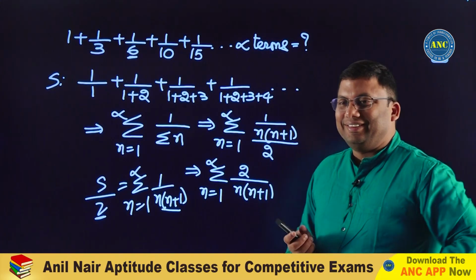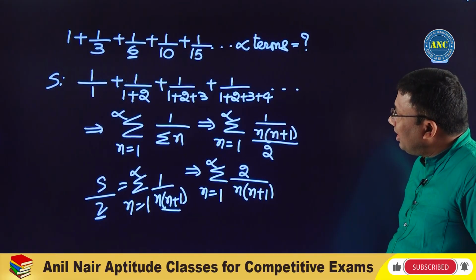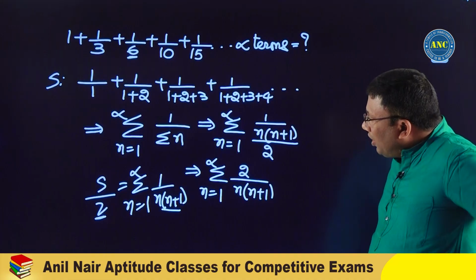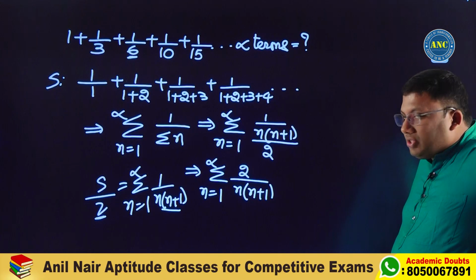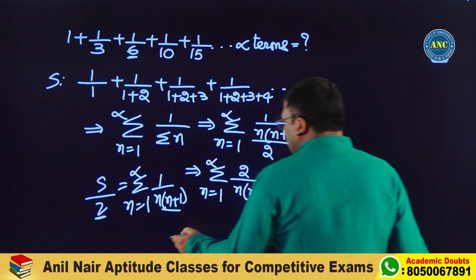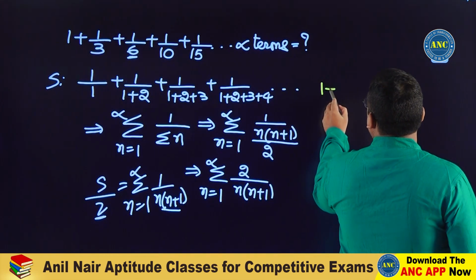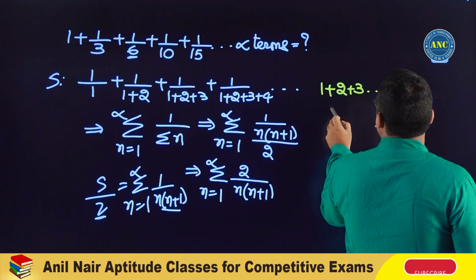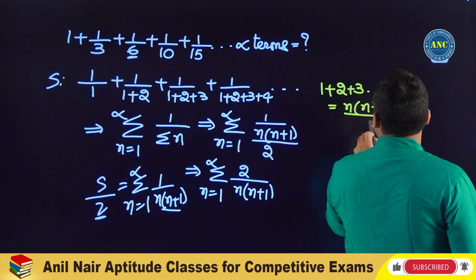Please write down. I am sure the concept is clear. 3 is 1 plus 2. 6 is 1 plus 2 plus 3. 10 is 1 plus 2 plus 3 plus 4. Summation n is the sum of the first n natural numbers, which is given by the formula n into n plus 1 whole divided by 2.